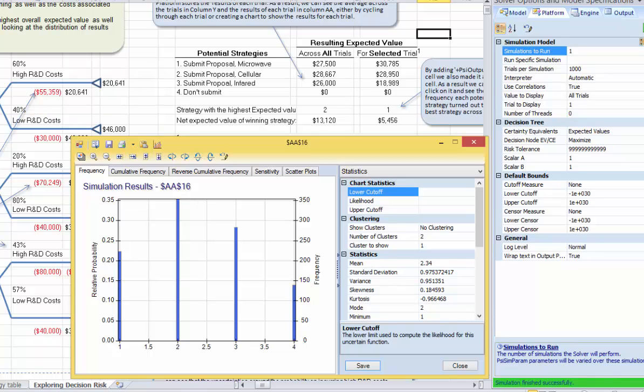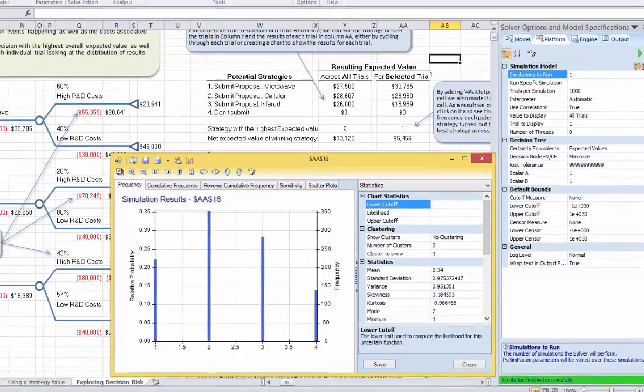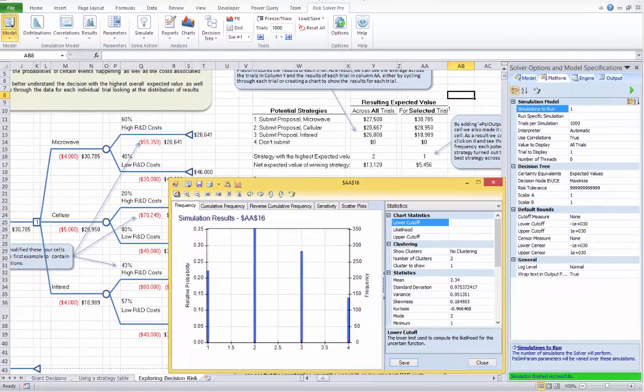This tells us it may be worth looking into the distribution of results across each strategy to see if we are actually more comfortable with another strategy given potential downside in some outcomes.